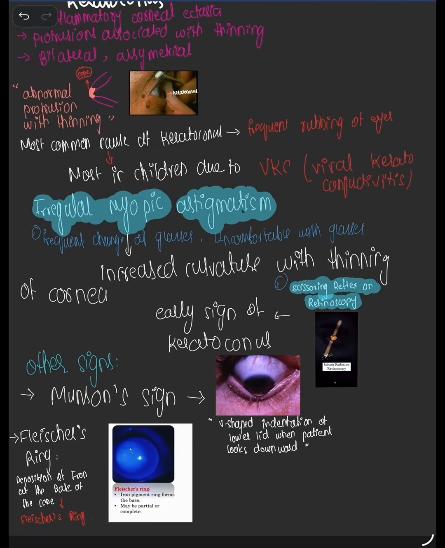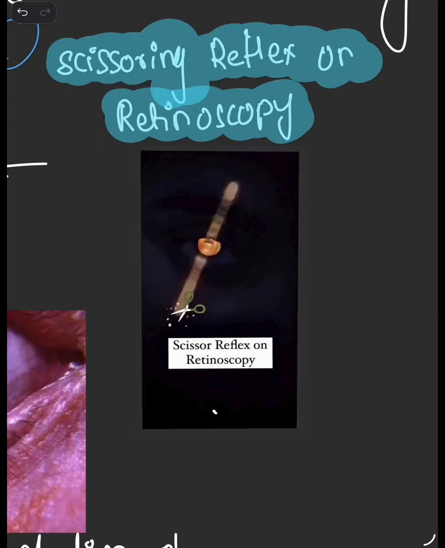So what happens due to the irregular myopic astigmatism? There is frequent change of glasses. As there is irregularity of the myopic astigmatism, the child will continue to change glasses frequently and is uncomfortable with the glasses, as there is no stability of the astigmatism. And if we do retinoscopy, there is a scissor reflex on retinoscopy.